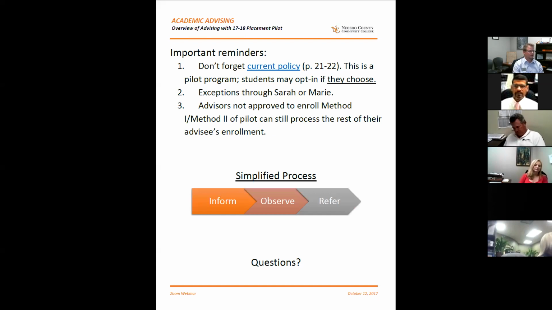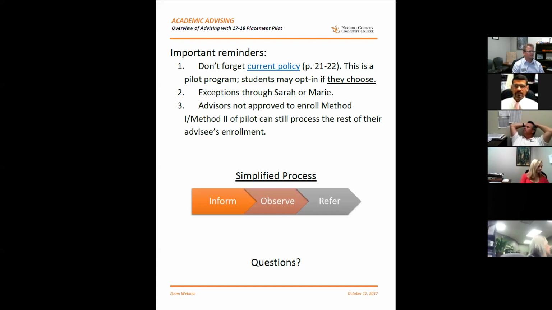And then again, a final reminder that advisors not approved to enroll in Method 1 or 2 can still process the rest of their students' enrollment. So this doesn't have to stop the process of you enrolling a program student or securing their seat in some of their other general education courses. You can go ahead and move forward with that process and then just refer them appropriately for the English or the math, whatever it may be.